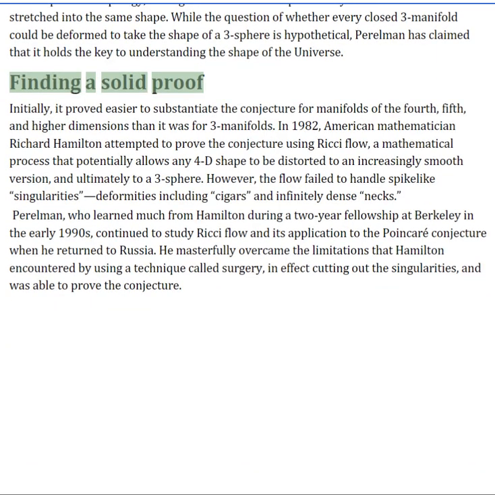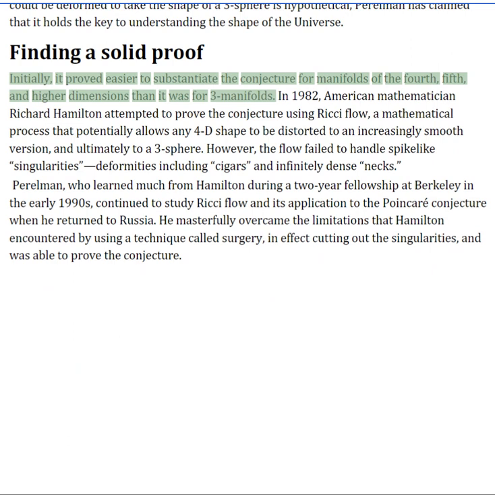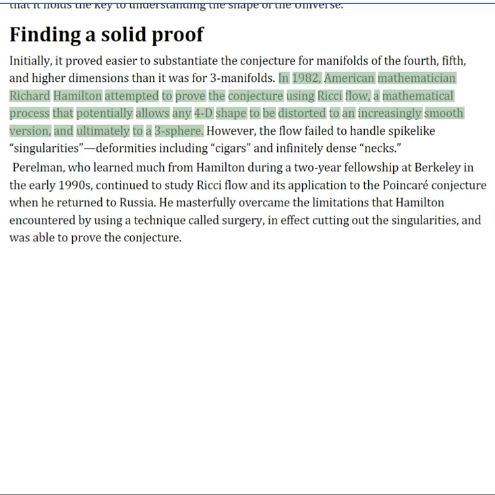Finding a solid proof. Initially, it proved easier to substantiate the conjecture for manifolds of the fourth, fifth, and higher dimensions than it was for three-manifolds. In 1982, American mathematician Richard Hamilton attempted to prove the conjecture using Ricci flow, a mathematical process that potentially allows any 3D shape to be distorted to an increasingly smooth version, and ultimately to a three-sphere.